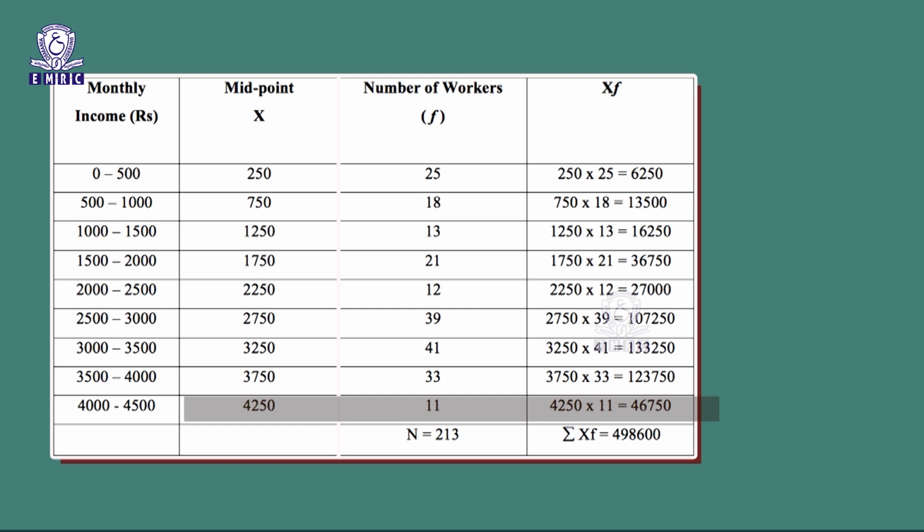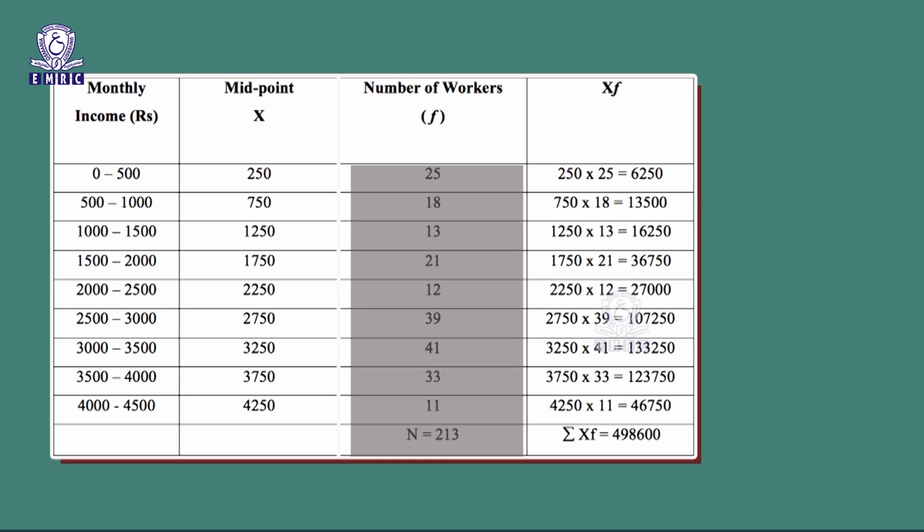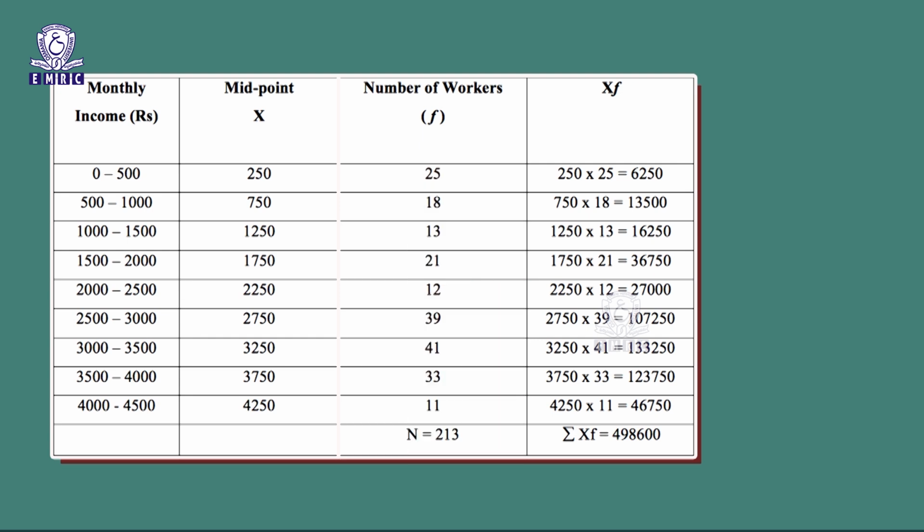Now, we have calculated the XF value. The third step is to calculate the total of frequencies, which is represented by capital N, which is equal to 213. We get this number 213 by summing up all the number of workers, which is 25 plus 18 plus 13 plus 21 plus 12 plus 39 plus 41 plus 33 plus 11, which is equal to 213.